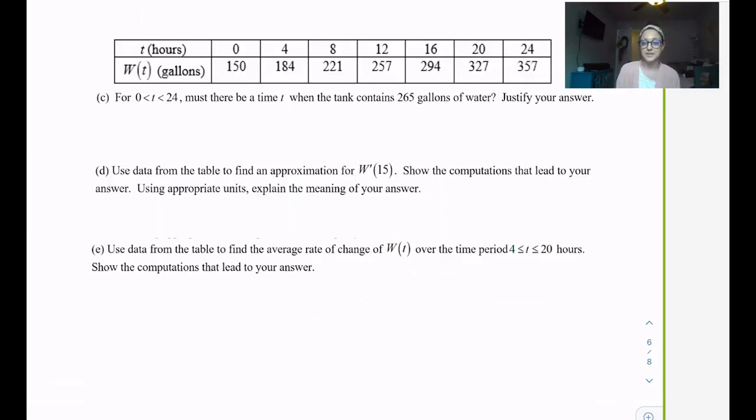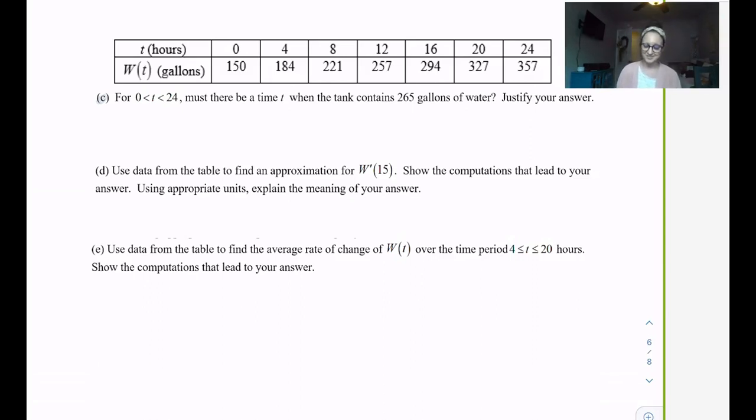All right, in this case, I am going to force a pause on your screen. You don't need to copy everything. I just would like for you to copy part C in your notes, please. All right, so let's look at part C. It says for time between 0 and 24, must there be a time t when the tank contains 265 gallons of water? Justify.